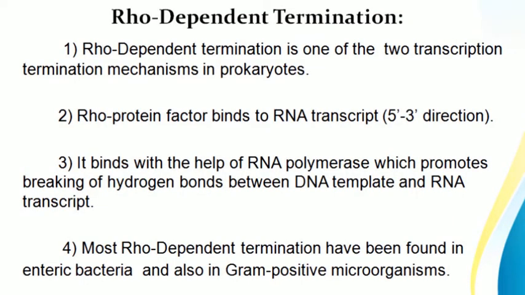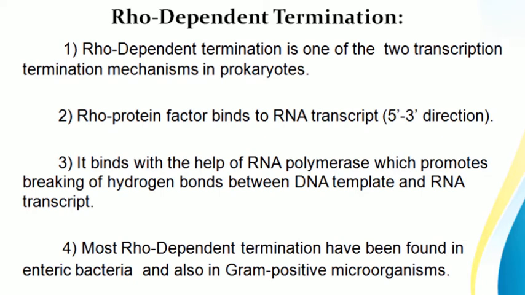First, rho dependent termination. One of the two transcription termination mechanisms in prokaryotes is rho dependent termination. The protein rho factor exhibits helicase activity in this type of termination. The rho protein binds to the RNA transcript and moves in a 5' to 3' direction with the RNA polymerase enzyme, which promotes the breaking of hydrogen bonds between the DNA template and RNA transcript.